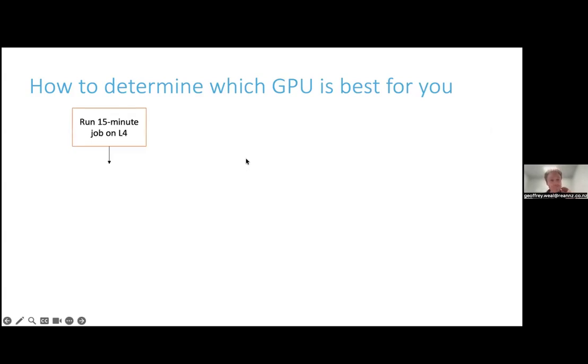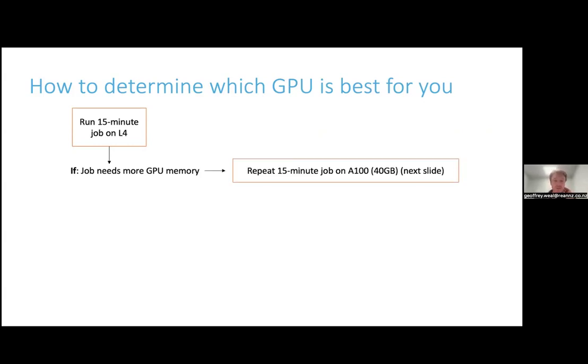So let's begin. What you want to do first when you've got a job that you want to run on the GPU is you first want to run a 15-minute test job on the L4s. Then you want to ask yourself, once you've run that job, did the job crash because it didn't have enough GPU memory? In this case, you'll need to upgrade the GPU that you use to something that has a bit more memory. In this case, you'd want to go next to the 40 gigabytes A100 card.